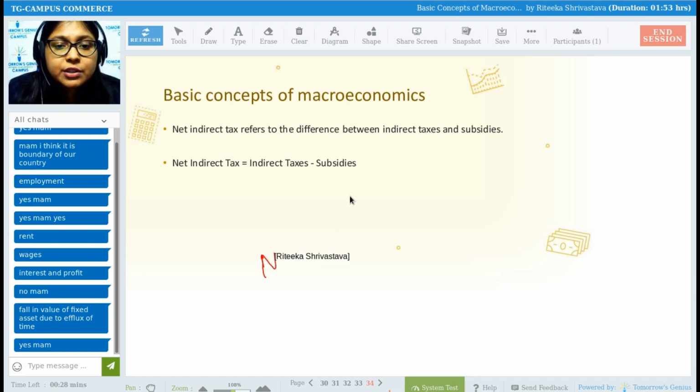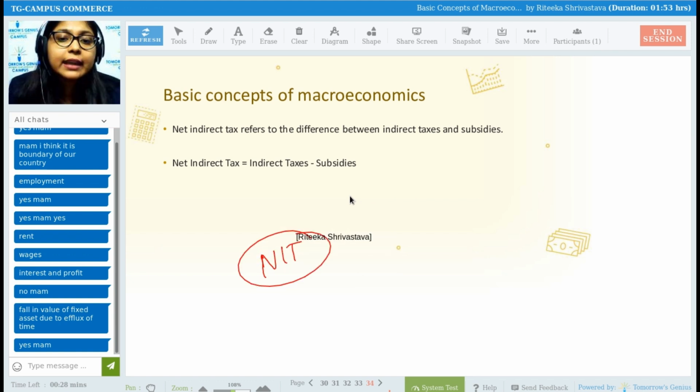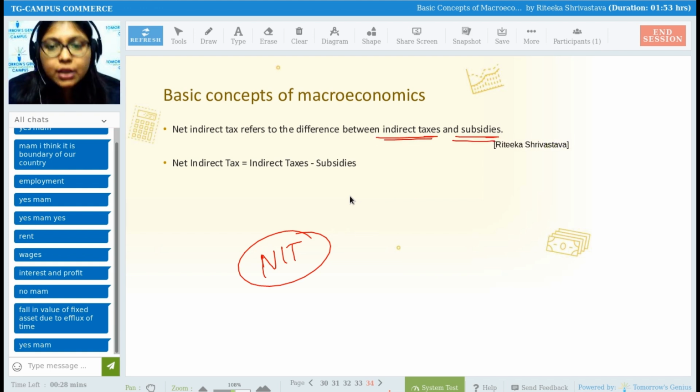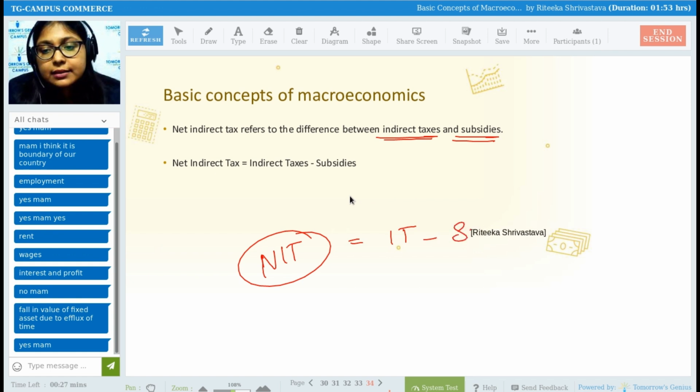Next important term which comes into the picture is NIT. NIT is nothing but net indirect tax. Okay, net indirect tax is the form of taxes which we pay. So net indirect tax refers to the difference between indirect tax and subsidies. So how do we get NIT? NIT we will get as IT minus subsidies. IT is nothing but indirect tax.